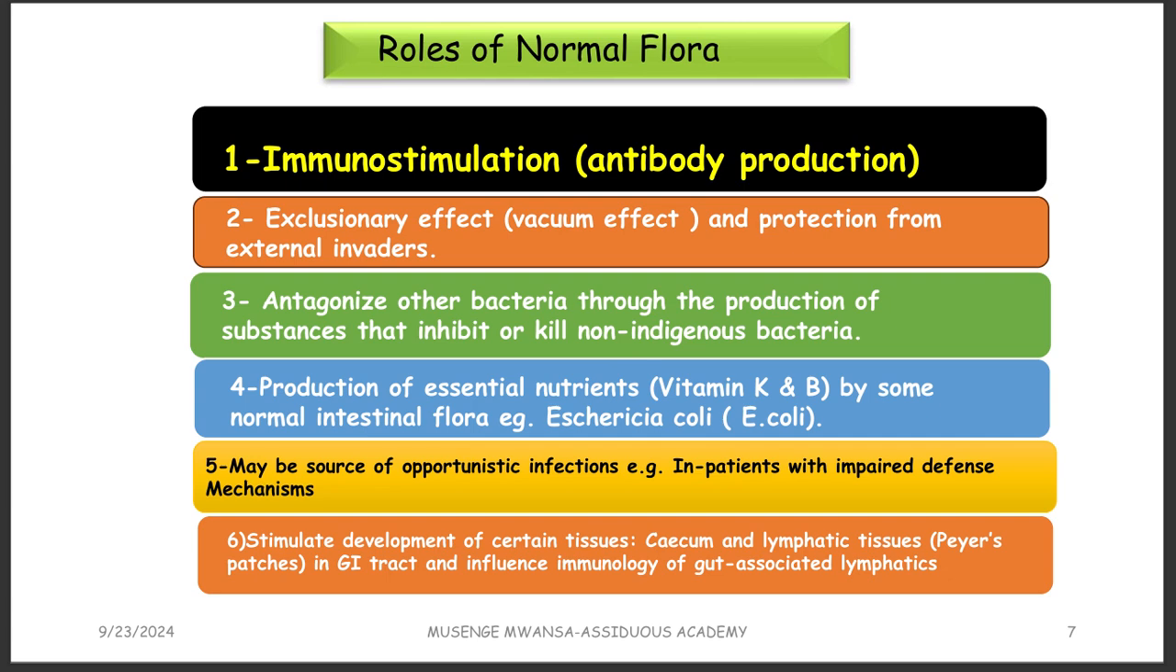Number four, they help in the production of essential nutrients like vitamin K and B. For example, E. coli help in the production of these. Number five, may be a source of opportunistic infection. That is another role in patients with impaired defense mechanism. Number six, they can stimulate development of certain tissues. For example, cecum and lymphatic tissue, Peyer's patches in the GIT, and influence immunology of gut-associated lymphatics. So they can stimulate the development of tissue, for example, a cecum and lymphatic tissue.